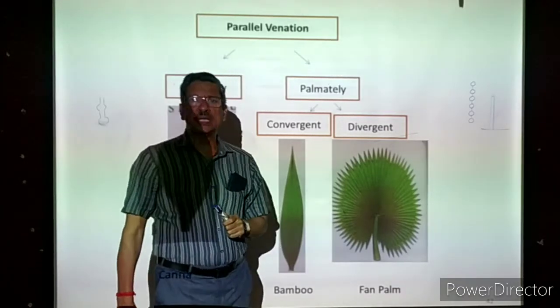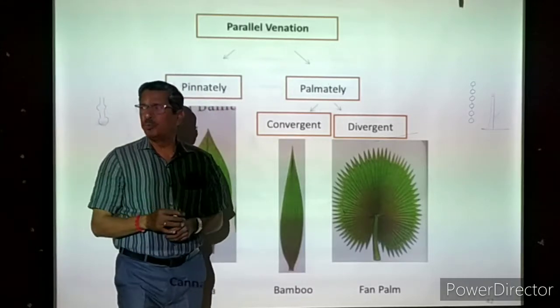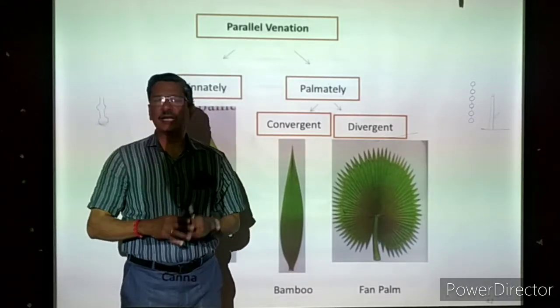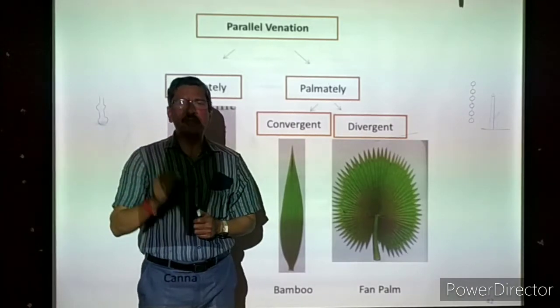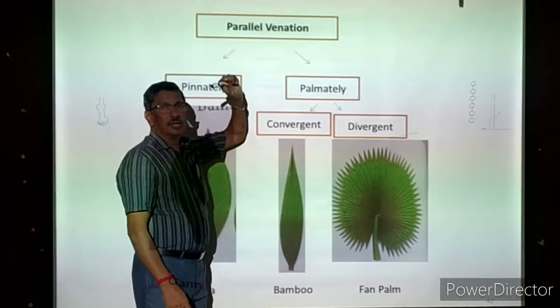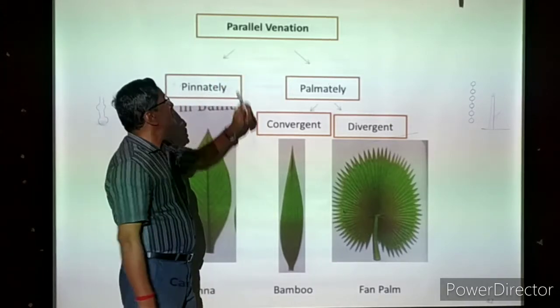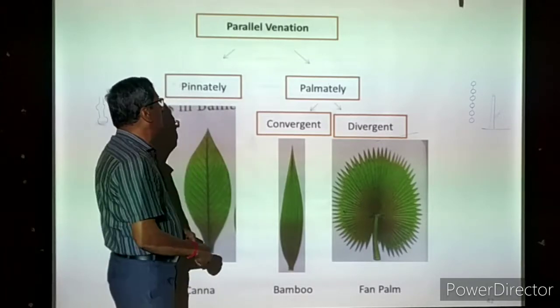All monocot plants are having this parallel venation. All monocot. What is the meaning of monocot? Seed, monocot plant. Already I told. The plants are producing seeds, but the seed is having only one cotyledon to store the food material. That is called a monocot. So monocot plants. Parallel venation is always seen only in monocot plants.